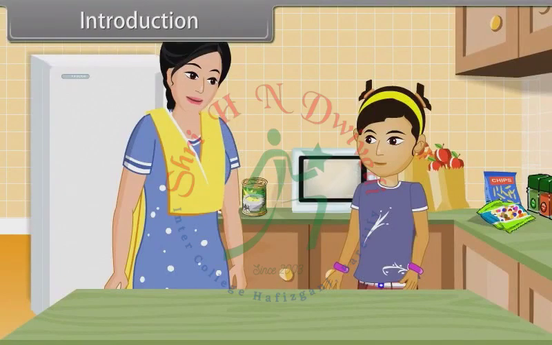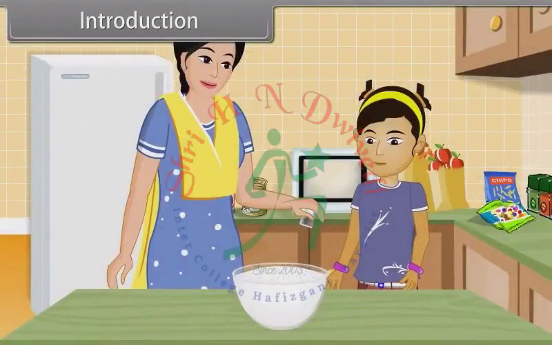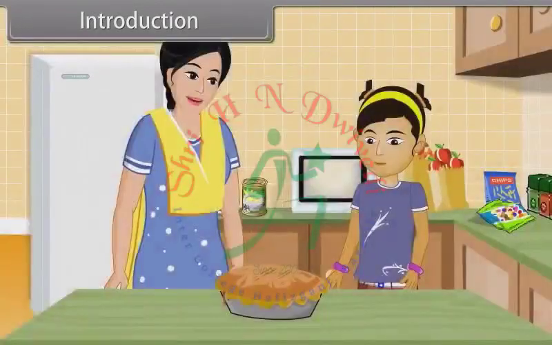Divya, today I will show you how to make a delicious cake. Mother, I would love to see that. First of all, we took a bowl and put all the ingredients in it to make a paste. Then, we add baking soda in the mixture. Now, it's ready to bake. Now our cake is ready to eat. It is looking quite good.